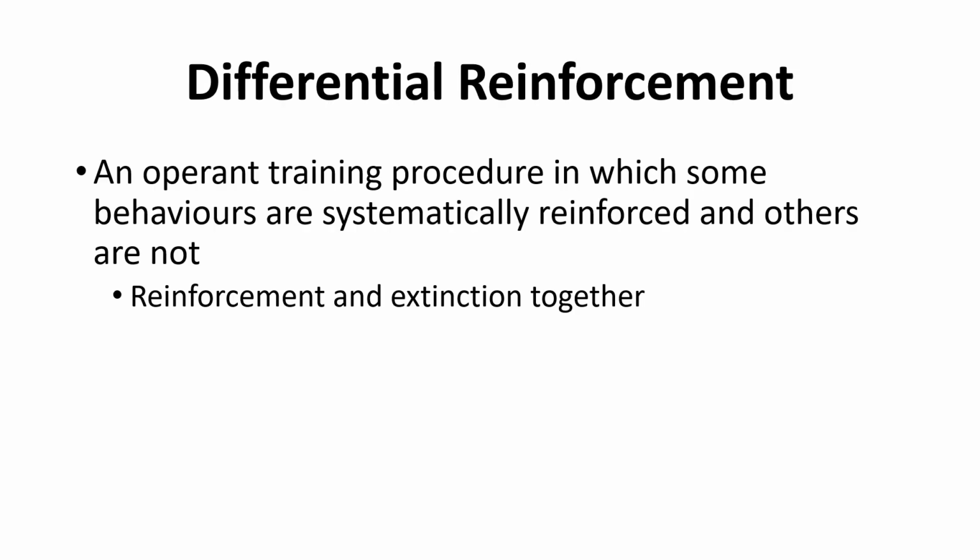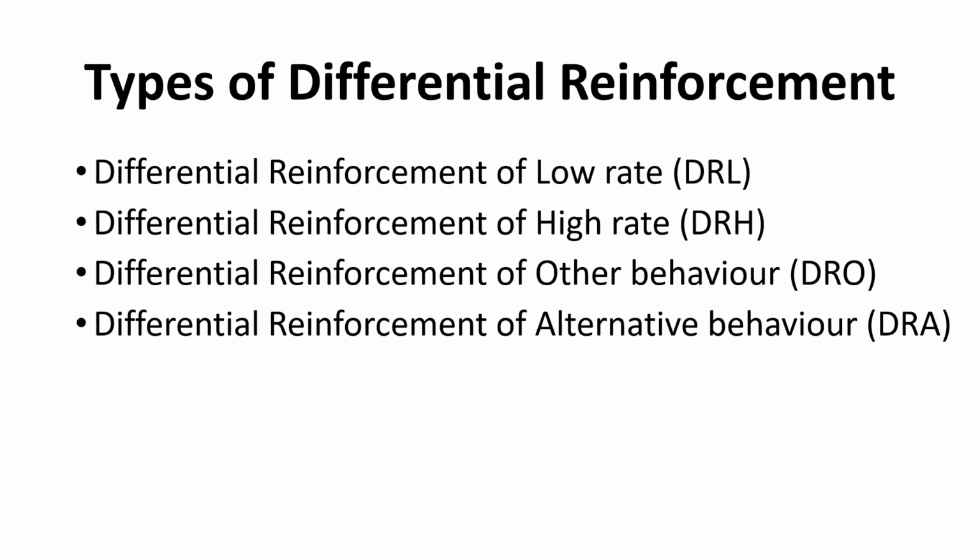So we can start off with our definition of differential reinforcement, where it is an operant training procedure in which some of our behaviors are going to be systematically reinforced and others are not. So that combination of reinforcement and extinction together. The desirable behaviors will be reinforced and the undesirable behaviors will go through extinction. That combination will get an increase overall of our desirable behaviors and a decrease in the occurrence of the undesirable behaviors. And we're going to talk about 4 broad categories of differential reinforcement.